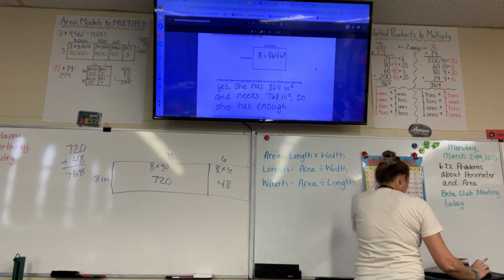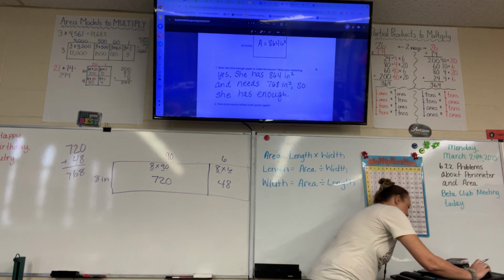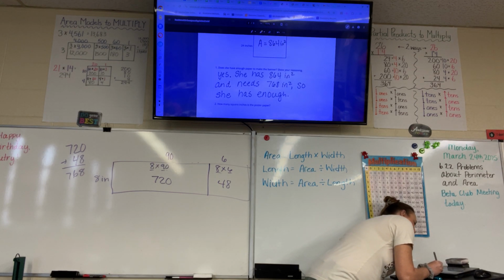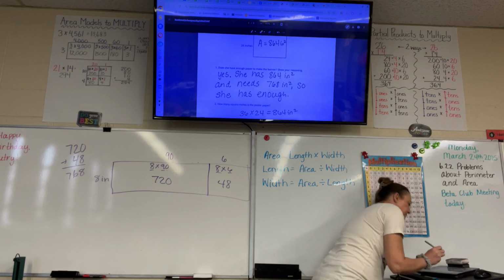The next question we already figured out. How many square inches is the poster paper? So that wants to know the area. So we did 36 times 24 equals 864 inches squared.